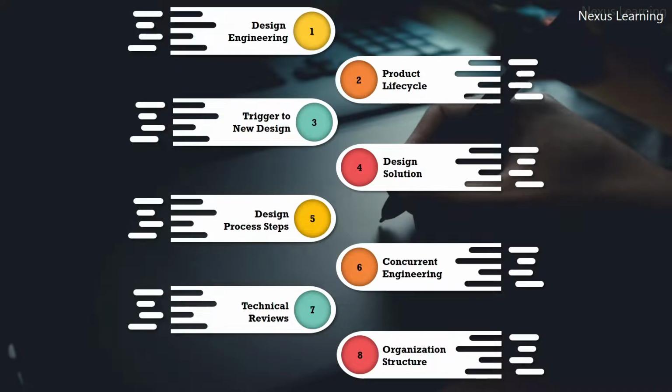topics like what is design engineering, what does product life cycle mean, what triggers a new design, what is a design solution, what are the different steps involved in design, what is concurrent engineering, what are technical reviews and how they take place in the organization, and what a typical organization structure looks like. So these are the topics we'll be looking at.